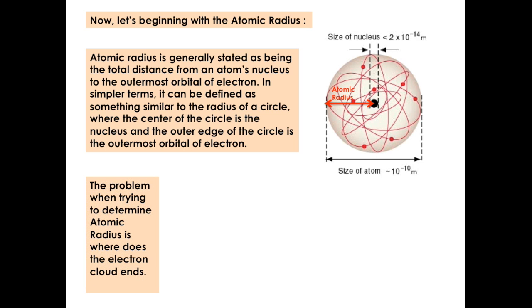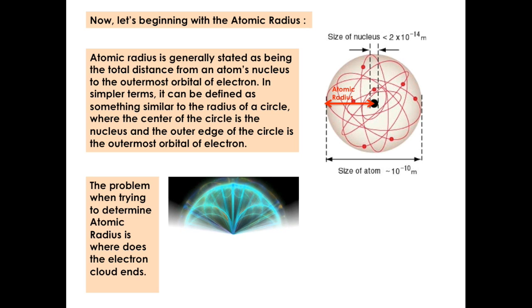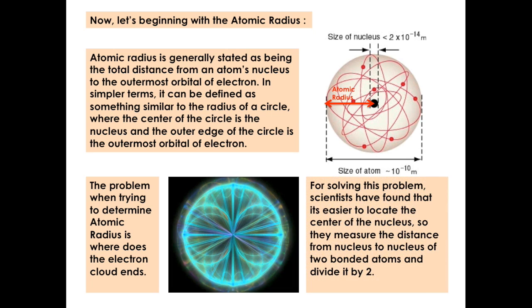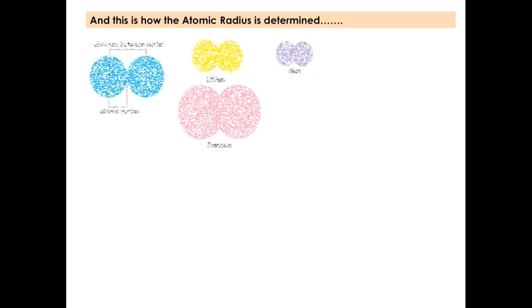The problem when trying to determine atomic radius is where does the electron cloud end. For solving this problem, scientists have found that it is easier to locate the center of the nucleus, so they measure the distance from nucleus to nucleus of two bonded atoms and divide it by 2. And this is how atomic radius is determined.